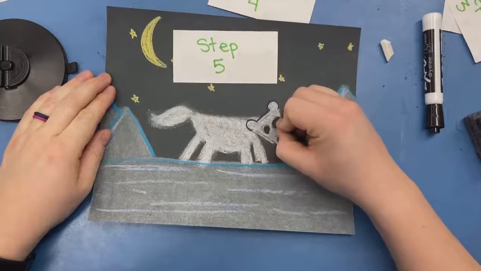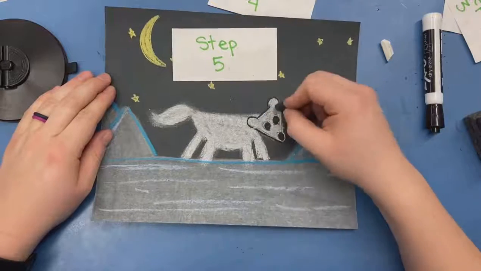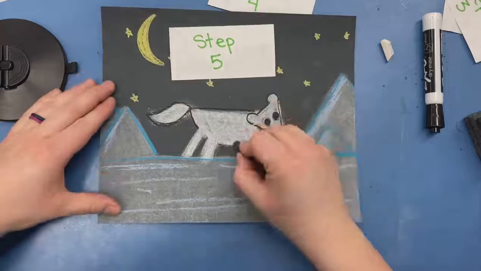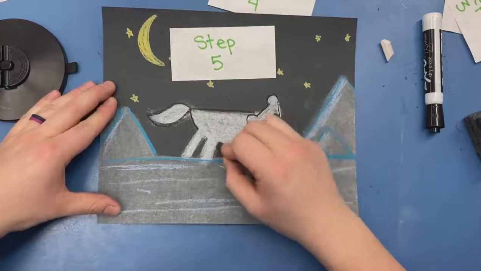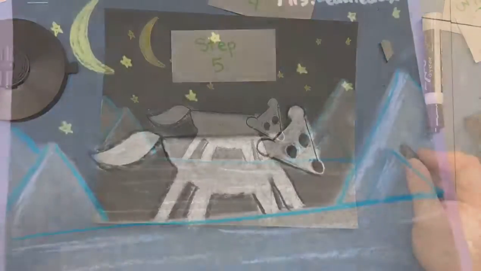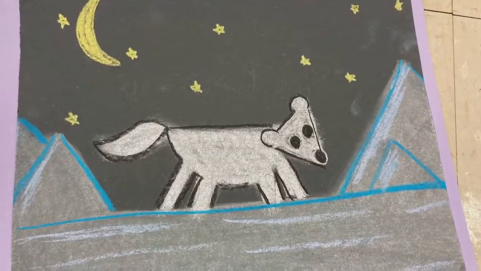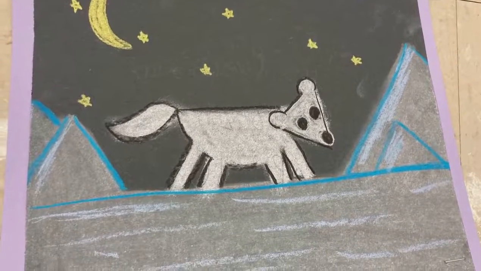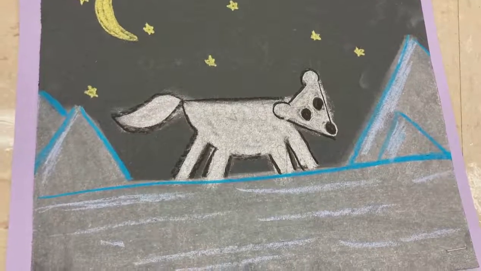Finally, using our black charcoal. Now, charcoal gets pretty messy, so we're going to be very careful with this. I'm outlining all of the portions of my fox to give it a little cleaner look. My favorite fact about Arctic foxes that I learned was that they're about the size of a large cat, so they're not big at all.